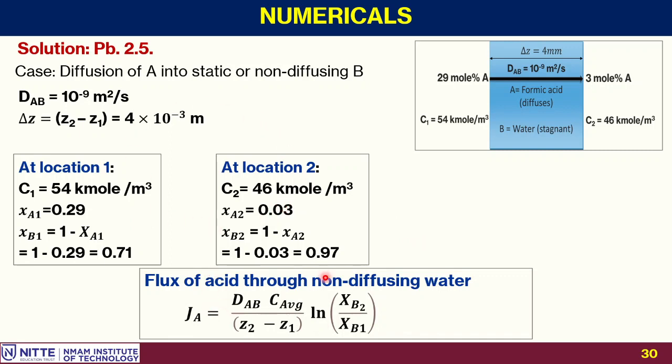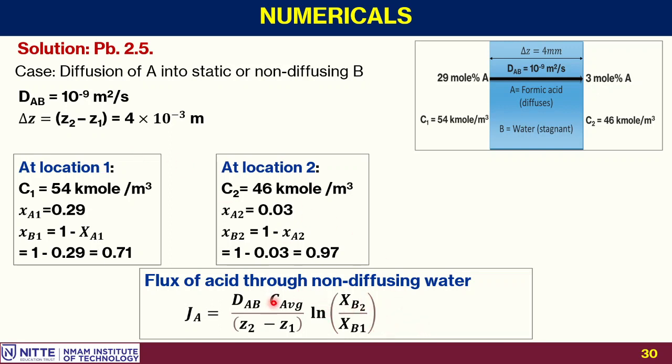The flux of formic acid through the non-diffusing water. So this is what I had told you. For liquid, instead of log mean temperature or log mean pressure differences, we can make use of the original equation as it is: DAB C average by delta Z ln of XB2 by XB1. We can make use of this equation to solve the problem.